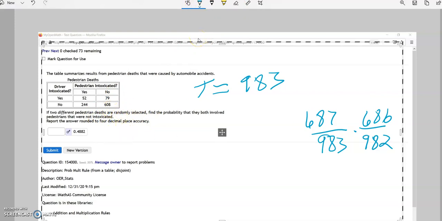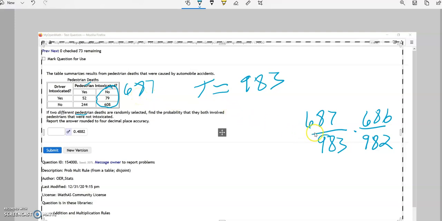So the total of no is 689. 79 and 608, all right? Or 687, rather. All right, so if the total no's are 687, the probability both involved were not intoxicated. The probability, 2 different pedestrian deaths, so these are pedestrians here, were not intoxicated. So there are 687 total pedestrians were not intoxicated.